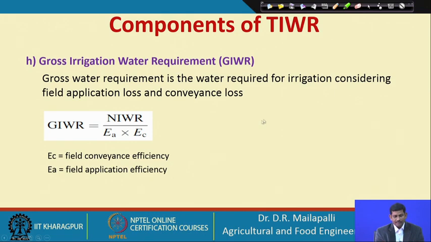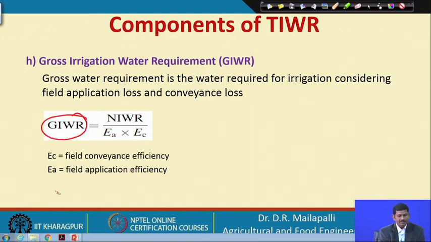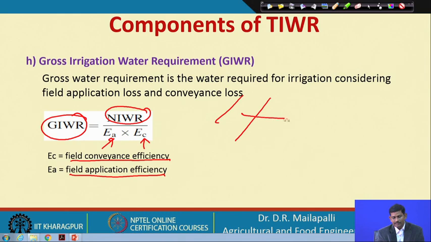So, once you have the net irrigation water requirement, the gross irrigation water requirement is equal to the net irrigation water requirement divided by application efficiency and then conveyance efficiency. We are going to talk about these efficiencies in the coming lectures, but this is from field conveyance efficiency and field application efficiency. So, you have conveyance efficiency generally from a canal, right.